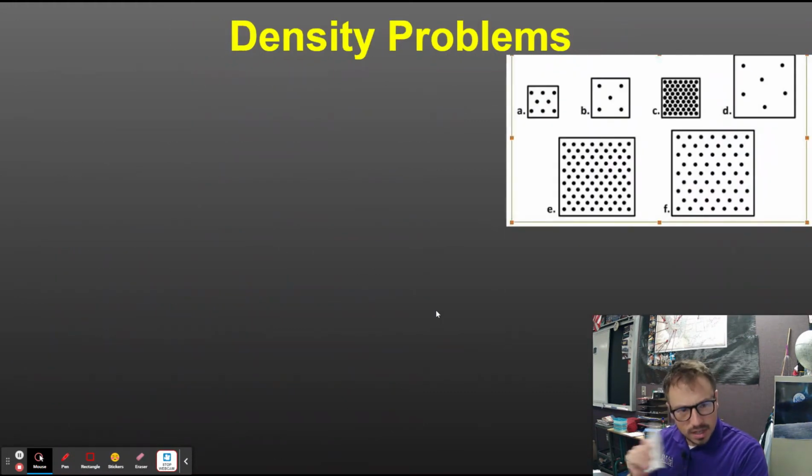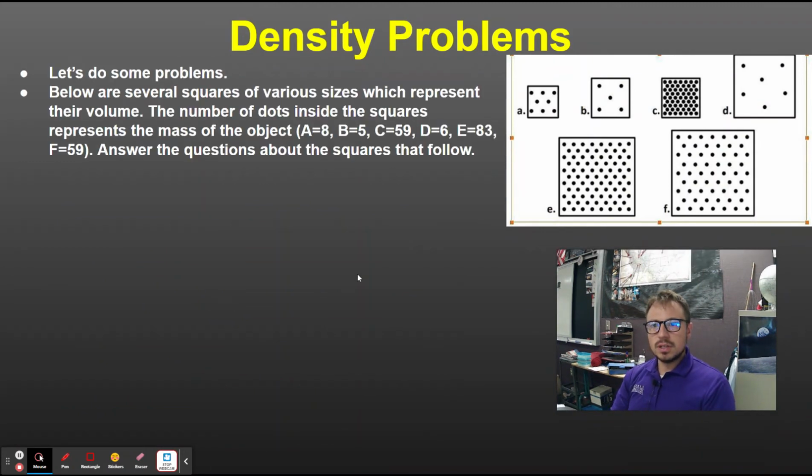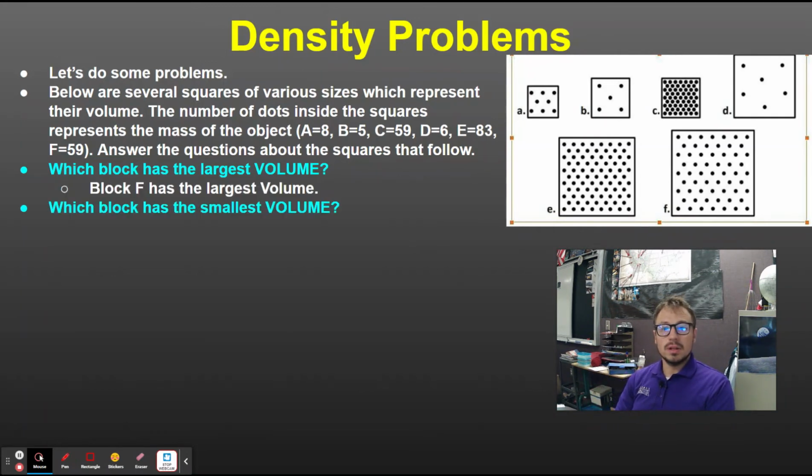Here's another example that I think will help even further. There are several squares of various sizes which represent their volume. The number of dots inside the squares represents the mass of the object. You can see the numbers written there. Answer the following questions about the squares that follow. Which block has the largest volume? Remember, volume represents how much space it takes up. Looking at these, block F has the largest volume. Now, which block has the smallest volume?